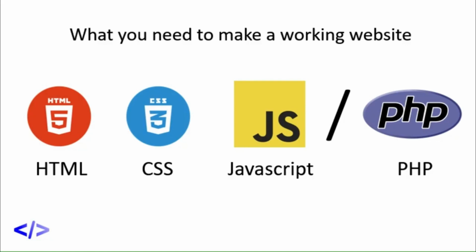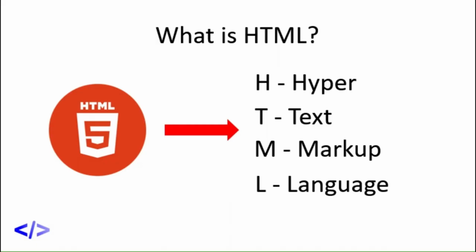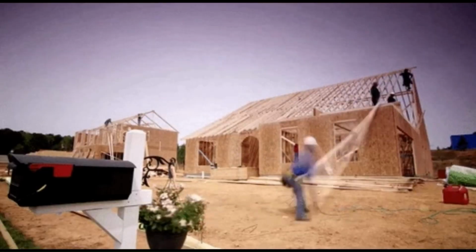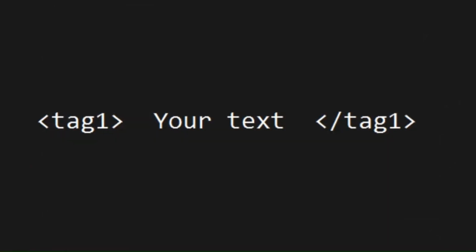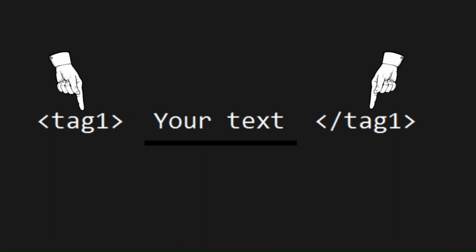A website has HTML for its structure, CSS for its styling, and JavaScript or PHP for its function. But don't worry, it can have both. So let's start with HTML. HTML stands for Hypertext Markup Language. HTML is very easy to learn. Usually in HTML you have two tags and inside them you will have your texts, pictures or videos.